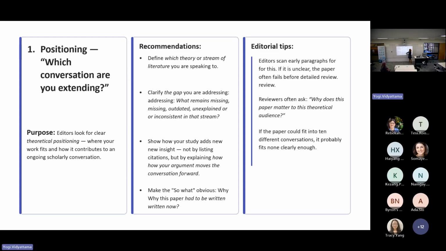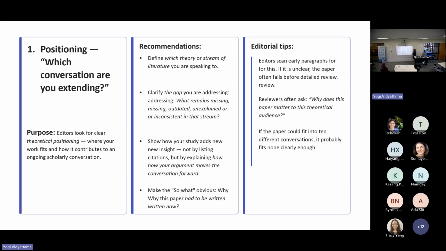See how your study adds new insight, not by listing citations, going back to just a literature review, but by explaining how your argument moves the conversation forward, right? And this is back to the point of, great, this is what has been happening, and this is how I'm going to move this conversation forward. Make the so what obvious. The so what should be obvious, hopefully by page number 2 of your article, not somewhere on page number 15, because you already lost the reader by page number 2 if this hasn't been mentioned, or at least coming across.